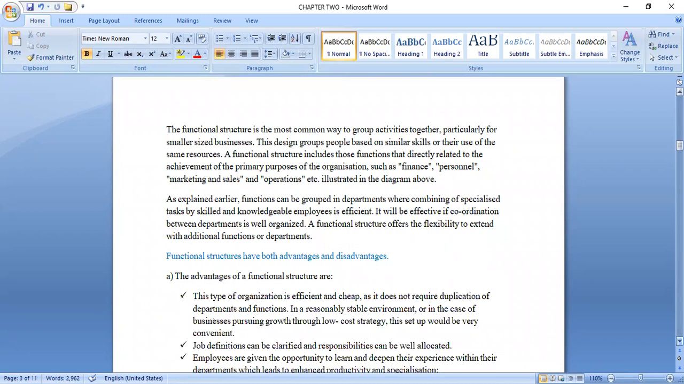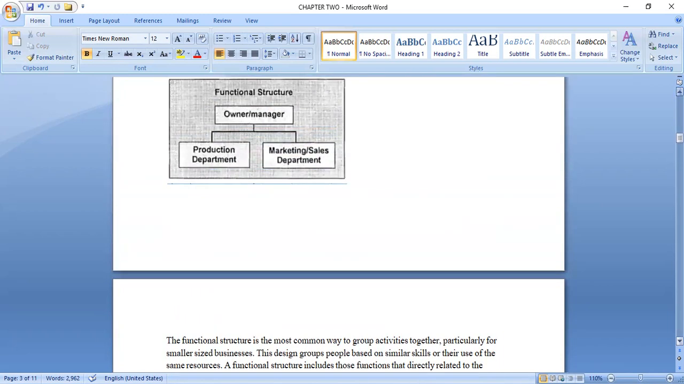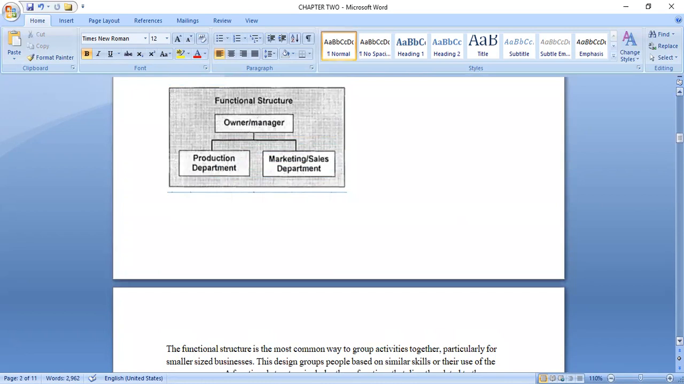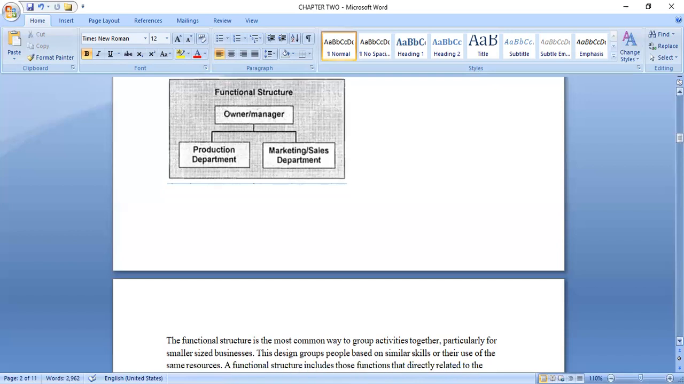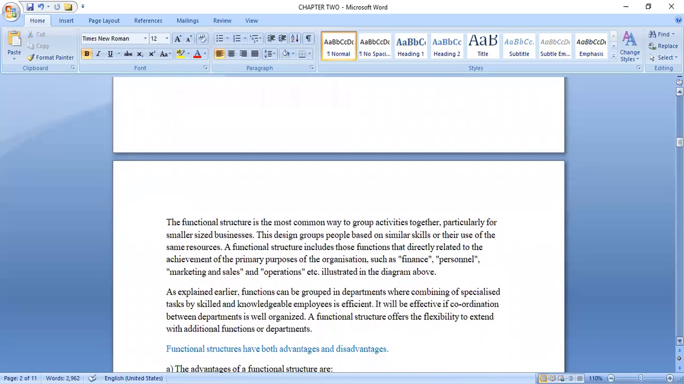right? So being a functional structure, these functions are categorized into departments, right? Of course, each department, depending on its name, will have different roles. For example, the production department is useful in the process of converting the input into the output, isn't it? Then the marketing sales department, of course, they help in marketing and seeing to it that these final products reach the final consumer.